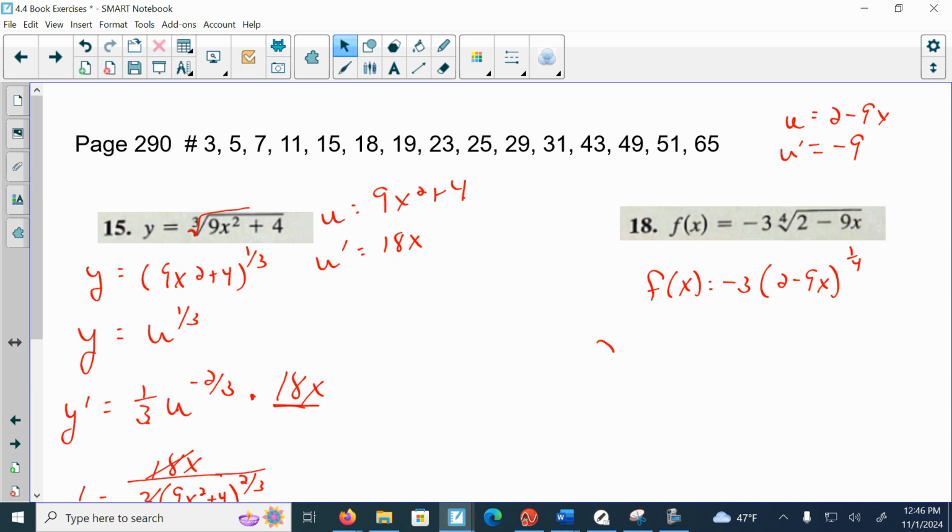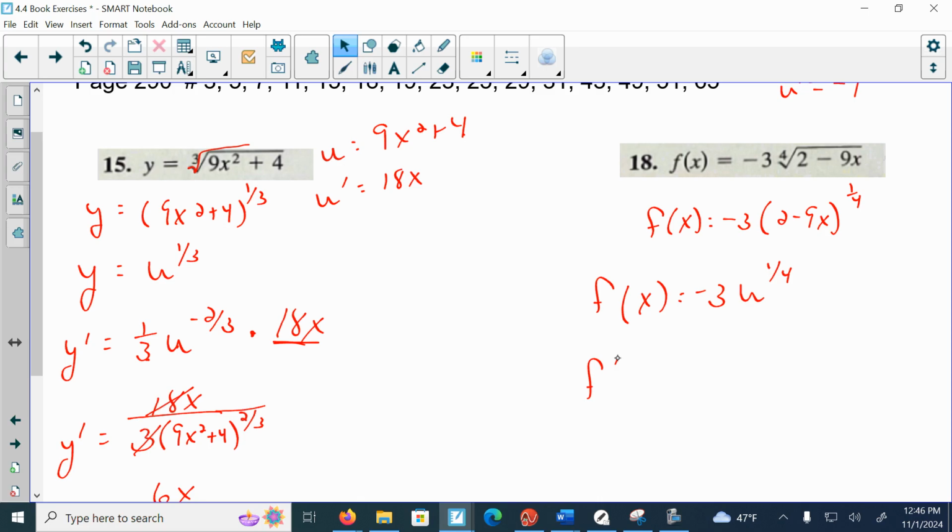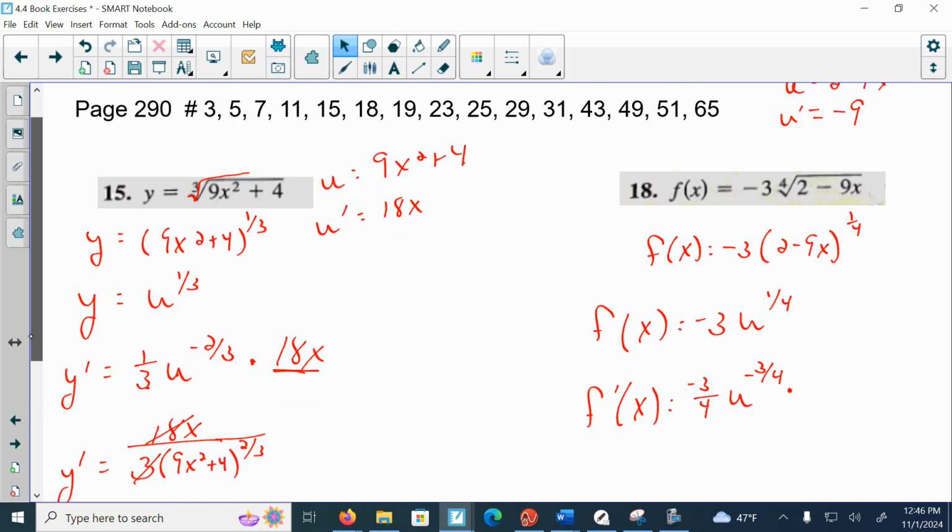When I go to take the derivative, I'm going to rewrite it first. I'm going to rewrite this as negative 3u to the 1/4. Now, when you take the derivative of something raised to the 1/4 power, you take this 1/4 times this negative 3, which will be negative 3/4. You subtract 1 from that 1/4, and that will be negative 3/4. And it's multiplied by the derivative of u, which I said was negative 9.